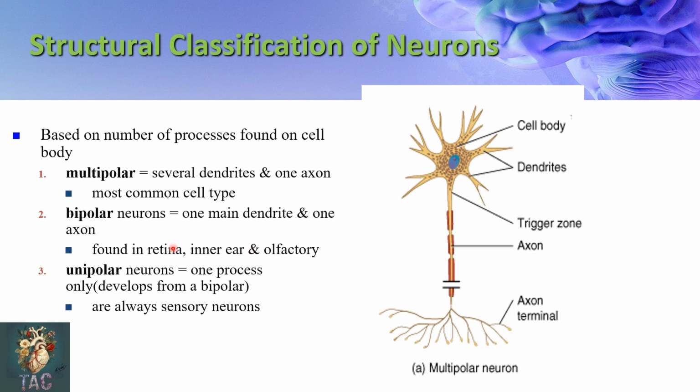the bipolar neurons. The unipolar neurons have one process which then divides into two, one peripheral and one sent to the center of the central nervous system. Unipolar neurons are also called pseudo-unipolar, because they were actually bipolar developmentally. All the sensory neurons are pseudo-unipolar.